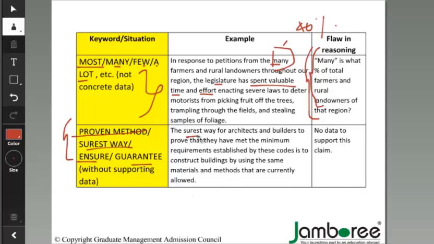So the surest way for architects and builders to prove that they have met the minimum requirements, blah blah blah, is to construct buildings by using the same. Okay, take it. Now my problem is the surest way. Like, how do you know that this is the surest way? So unless there is some data supporting this, you should argue with this. That is, okay, how do I know that this is the surest way, right? And you see this in the most valuable bank example, we saw that, right?